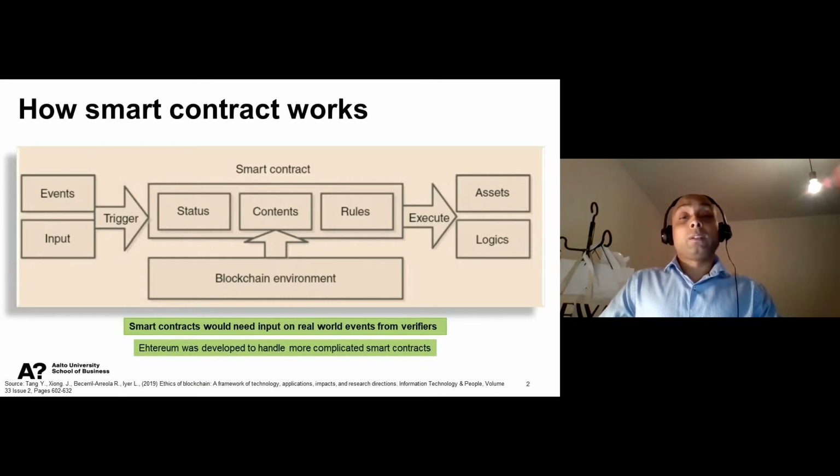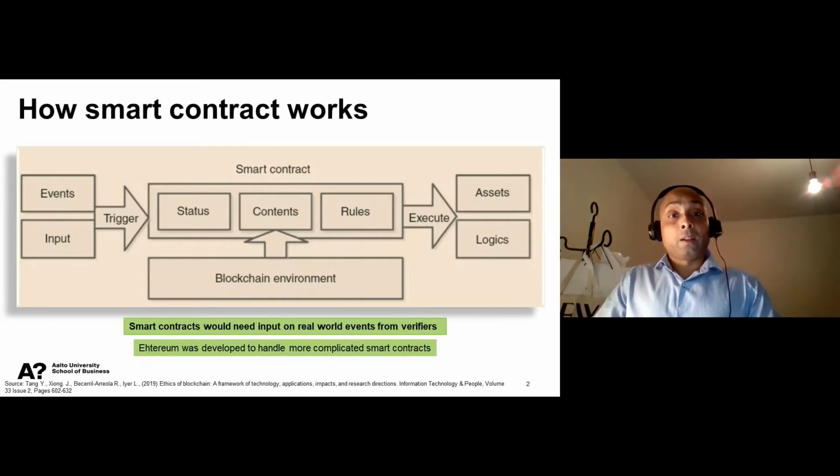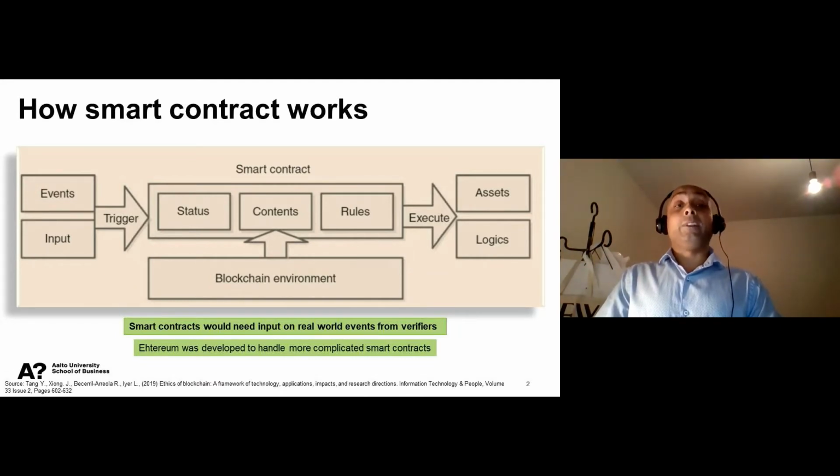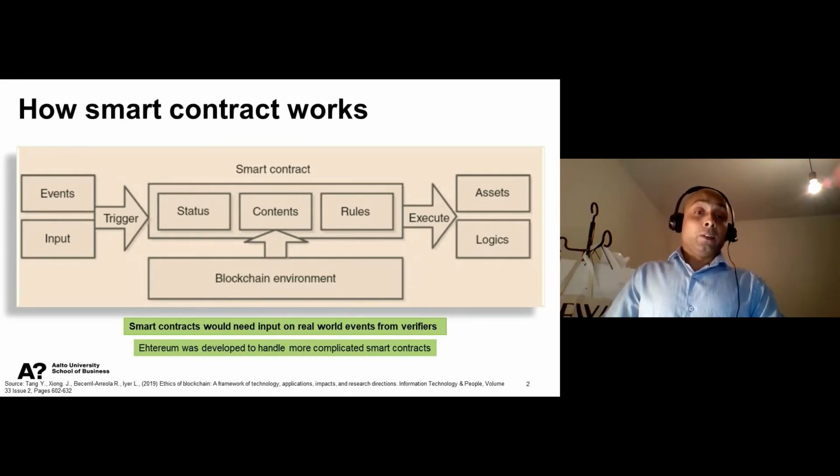The important thing to note is that smart contracts have both on-blockchain and off-blockchain parts. The on-blockchain part is akin to rules, status, and clauses, whereas the off-blockchain part is mainly related to input and verification whether certain events have taken place or not. Ethereum was one of the first public blockchains that was actually designed to run different kinds of smart contracts on a public blockchain network.